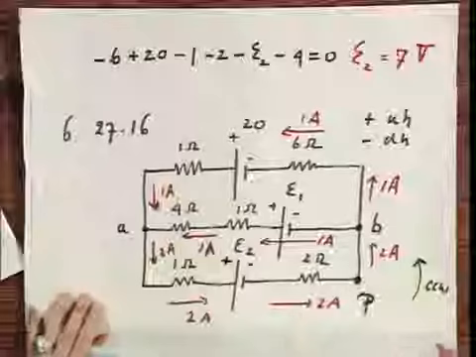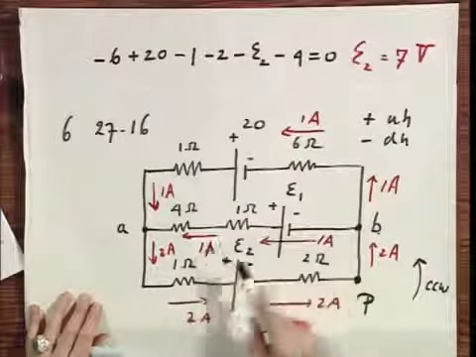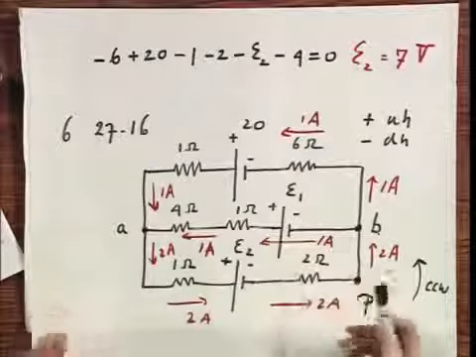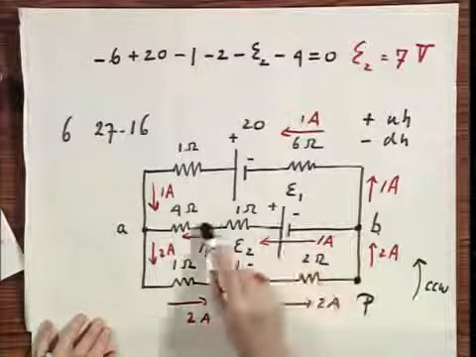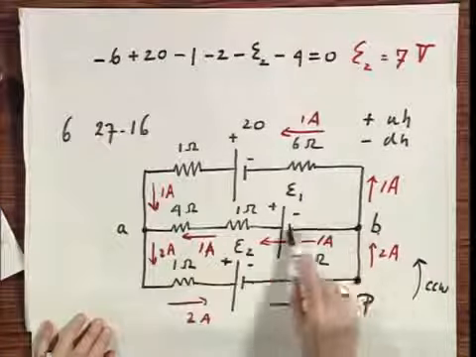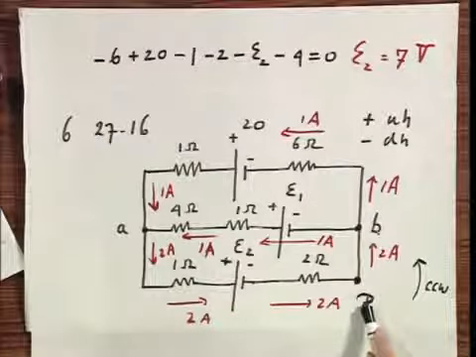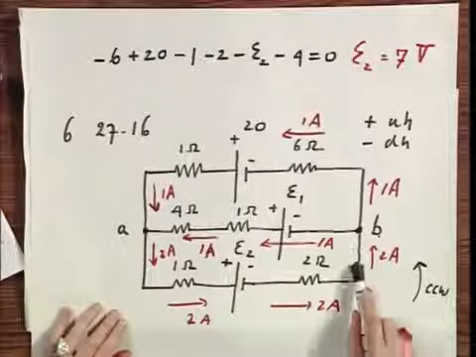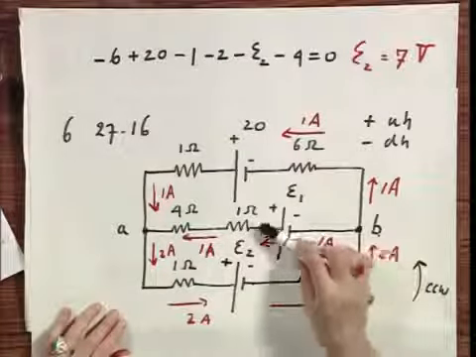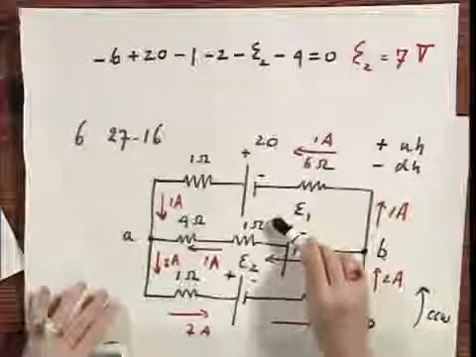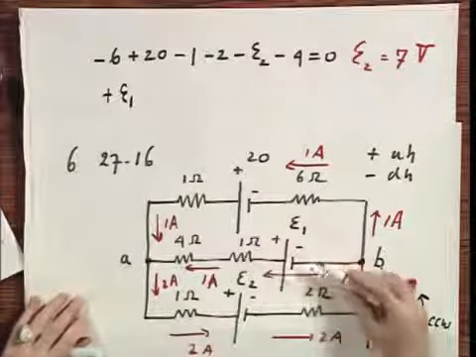Now, I have a choice. I can take this loop, or I can take this loop. I can go clockwise, I can go counterclockwise. It should all make no difference. I have decided to take this loop and go counterclockwise. Where you start doesn't matter, but I will start again at point P. So, I go up here. Nothing happens. I climb up the potential. This is higher than that. So I get plus E1.